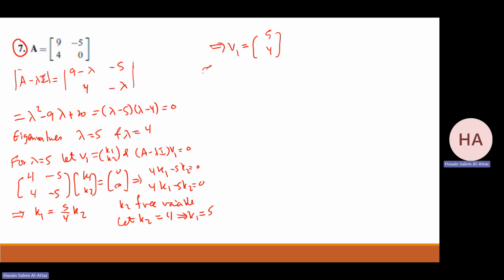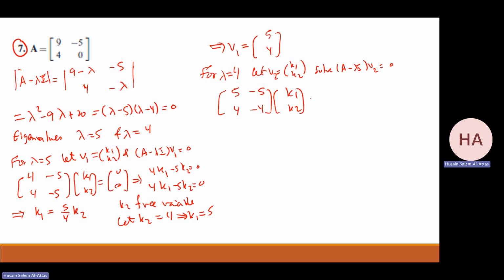Okay, now for lambda equal 4. Yes, the other one is 4, yeah? I let V2 be K1, K2, and solve this. A minus lambda I, V2 equals 0. So I have 5 minus 5, 4 minus 4, K1, K2 that will be equal 0, 0.